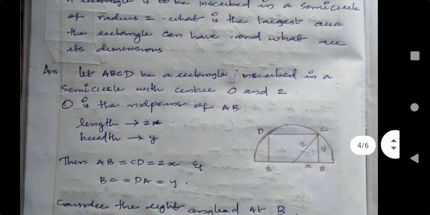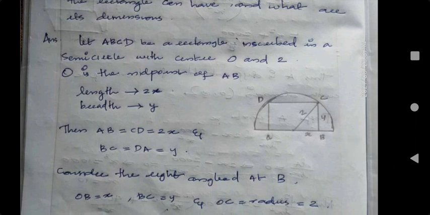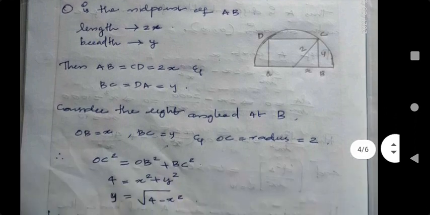Let ABCD be a rectangle inscribed in a semicircle with radius 2, and the center is O. The length of the rectangle is 2x and the breadth is y. Then AB equal to CD equal to 2x and BC equal to DA equal to y. This we got from the figure.